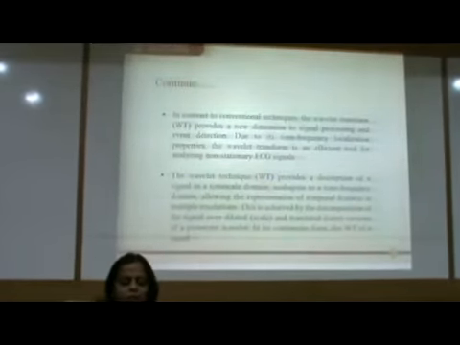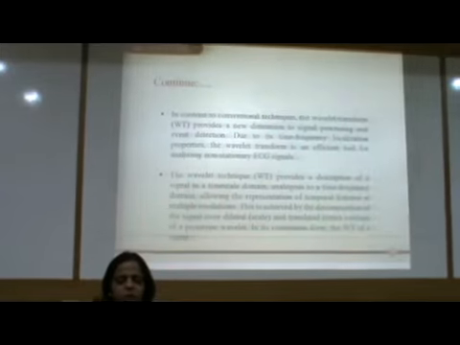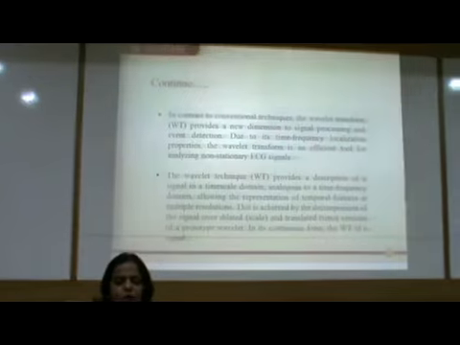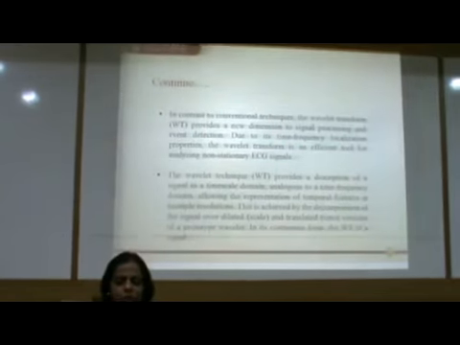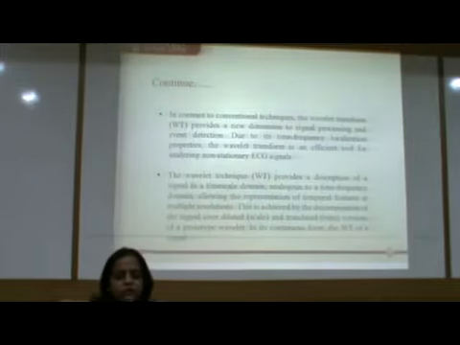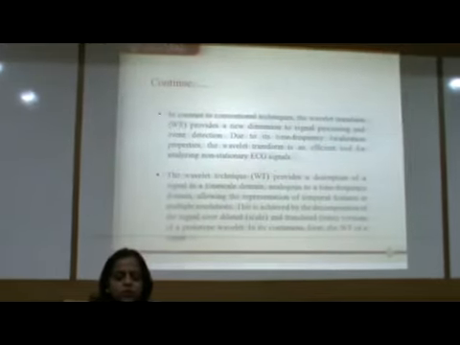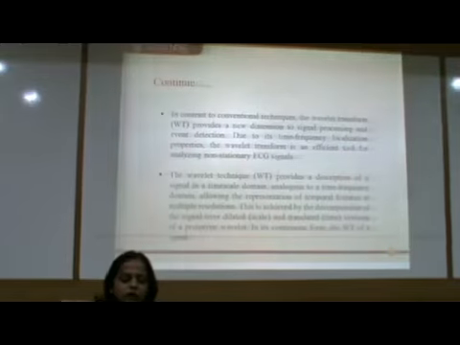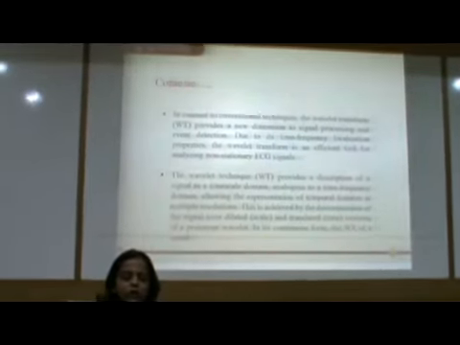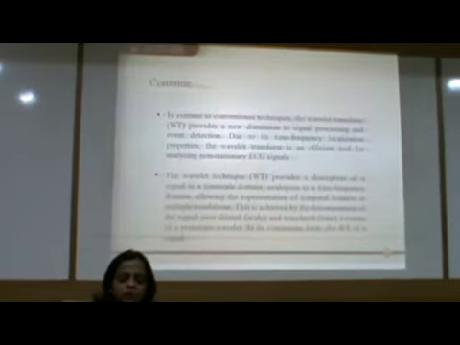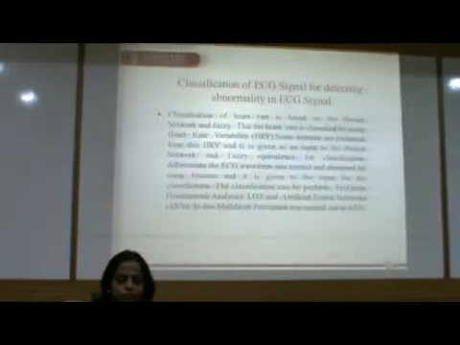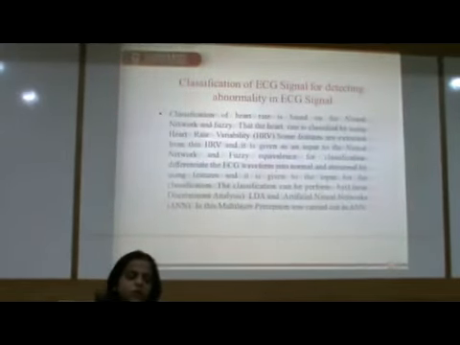The wavelet technique provides a description of a signal in the time scale domain, analogous to the time frequency domain, allowing the representation of temporal features at multiple resolutions. This is achieved by the decomposition of the signal over dilated and translated versions of a prototype wavelet. This is the continuous form of the WT of a signal.